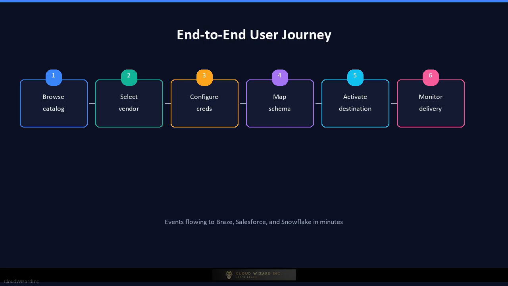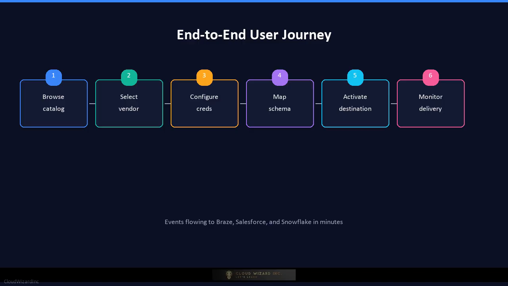A growth engineer at a fintech company wants to send purchase events to Braze for push notifications, to Salesforce for CRM enrichment, and to Snowflake for analytics. She opens the Vendor Integration Hub UI and browses the connector catalog. She selects Braze, enters her Braze API key, and maps the internal purchase event fields to Braze expected custom event schema using the visual mapper.